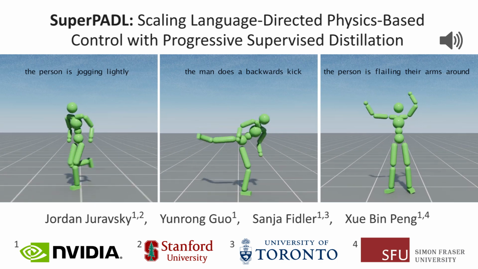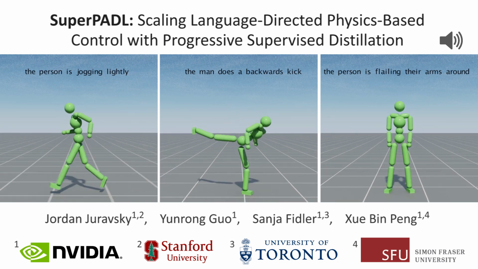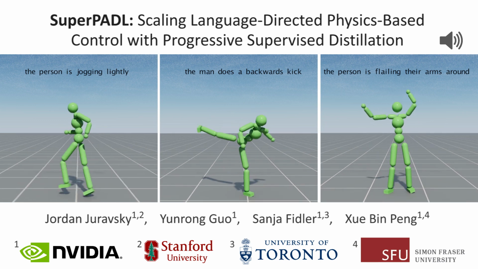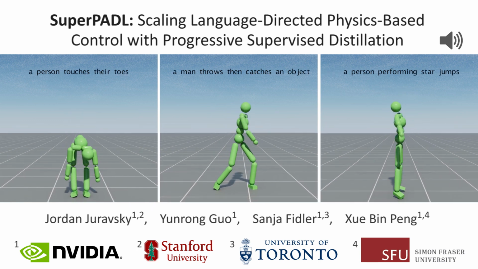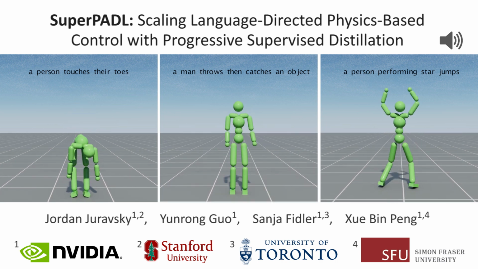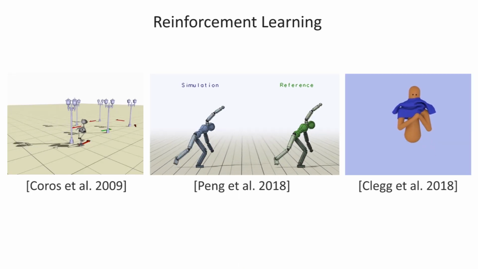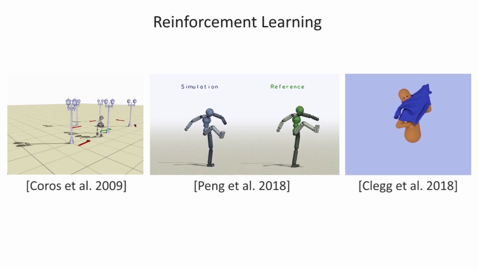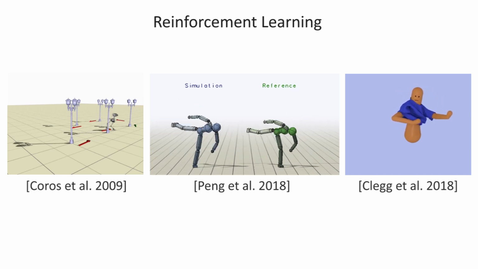In this paper, we introduce SuperPADL, a framework for scaling up the training of language-directed, physics-based animation models to datasets containing thousands of motions. Reinforcement learning has been an effective paradigm for training controllers for physically simulated characters.